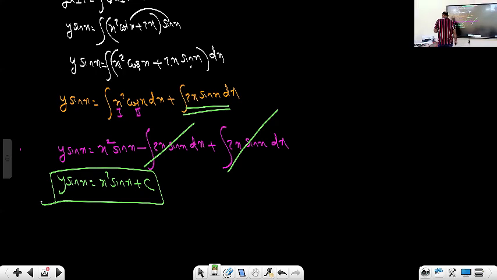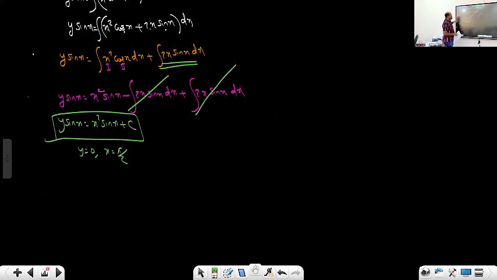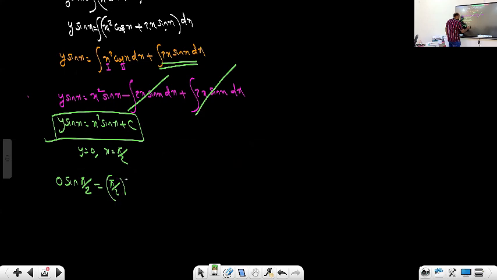Question number 6. y(0) at x equals pi by 2. Whenever this value is given, that is what we are calling particular solution. y is 0, sin pi by 2. x square means pi by 2 square. Sin pi by 2 is 1, this is 0. Pi square by 4 into 1 plus c. C equals minus pi square by 4.